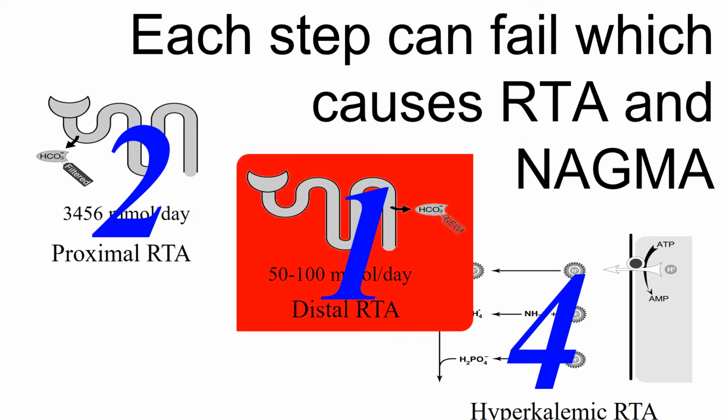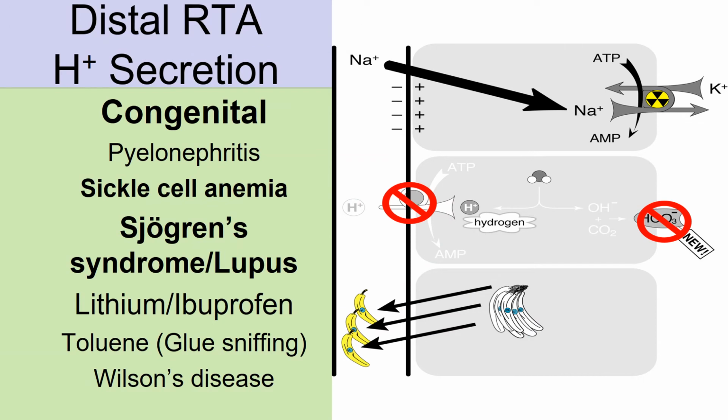Let's look at distal RTA and review what are the mechanisms for this condition. So the secretion of hydrogen ion in the distal RTA is primarily driven by a hydrogen ATPase pump, right? So this pump is tasked with shunting hydrogen out against the concentration gradient using active energy, right?